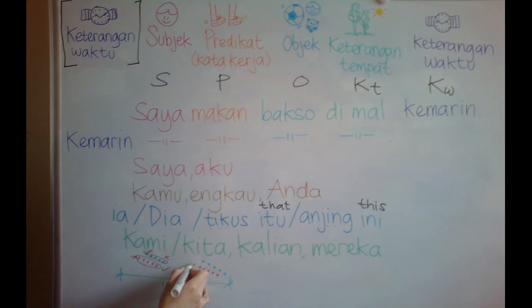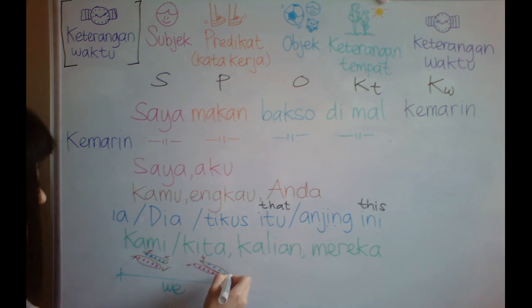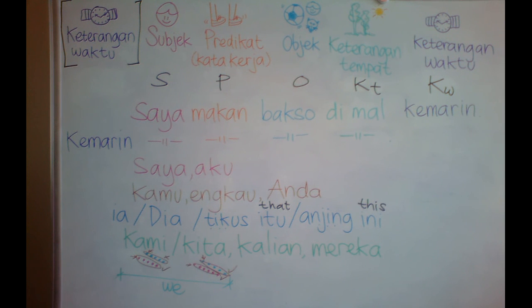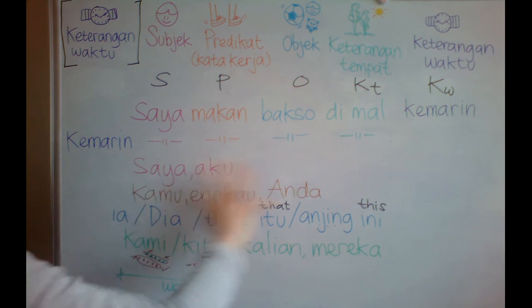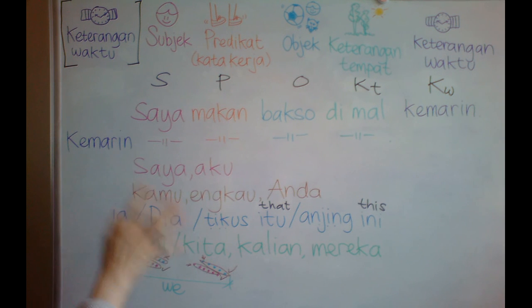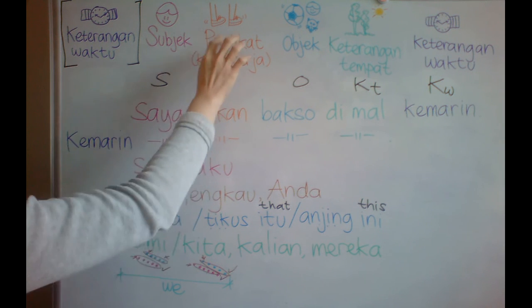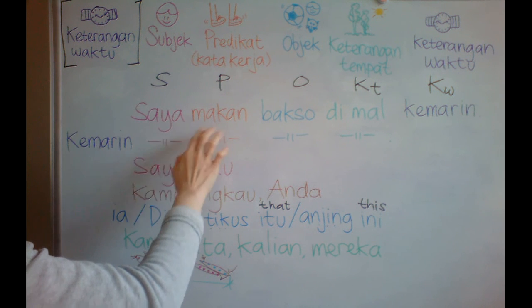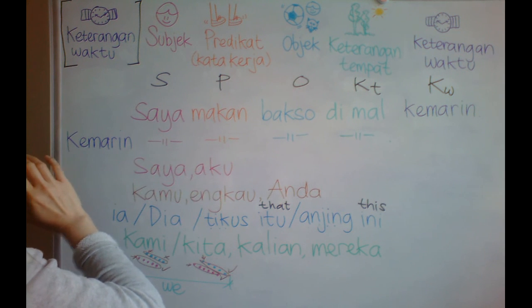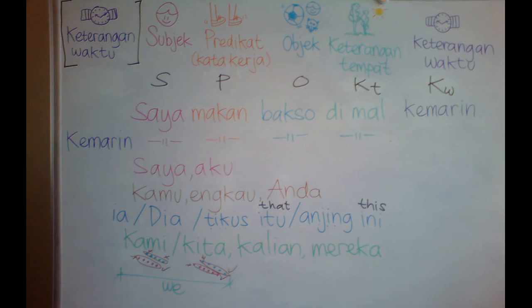But if the pink says to the blue, one to one, one to all, or all to one, or all to all, we will go to the beach, saying it by kita, it means pink and blue will go to the beach. And all of these kinds of subjects use the same verb or same predicate, which is makan.